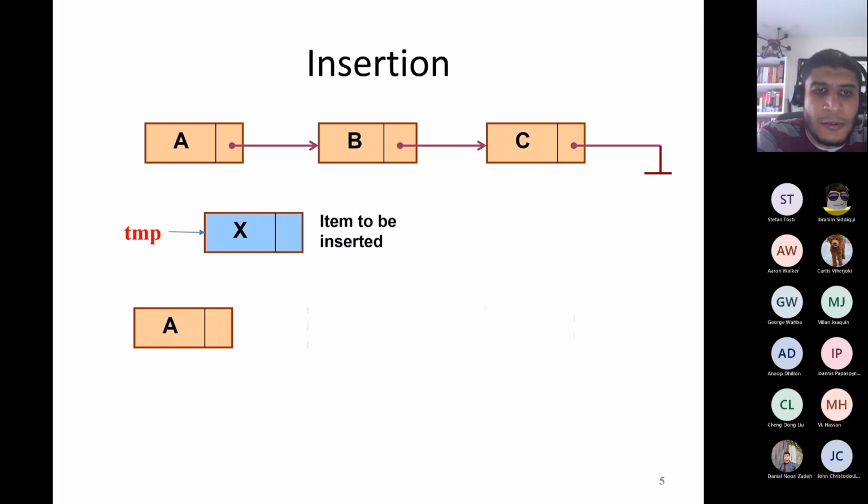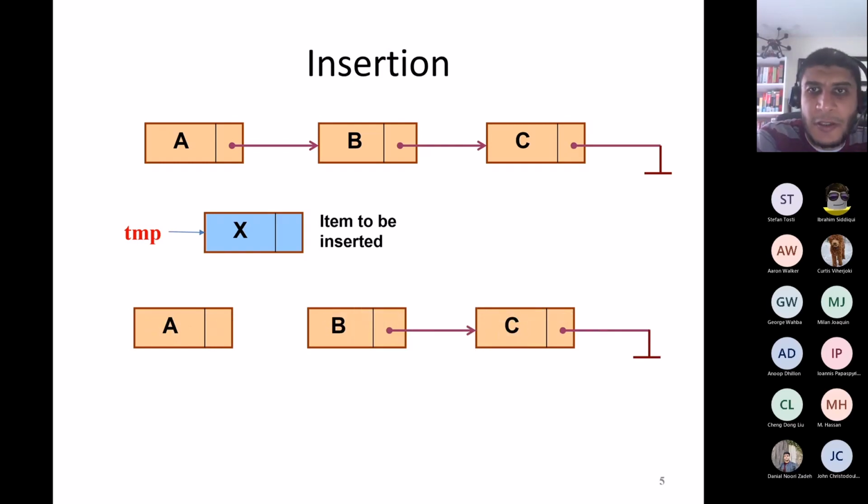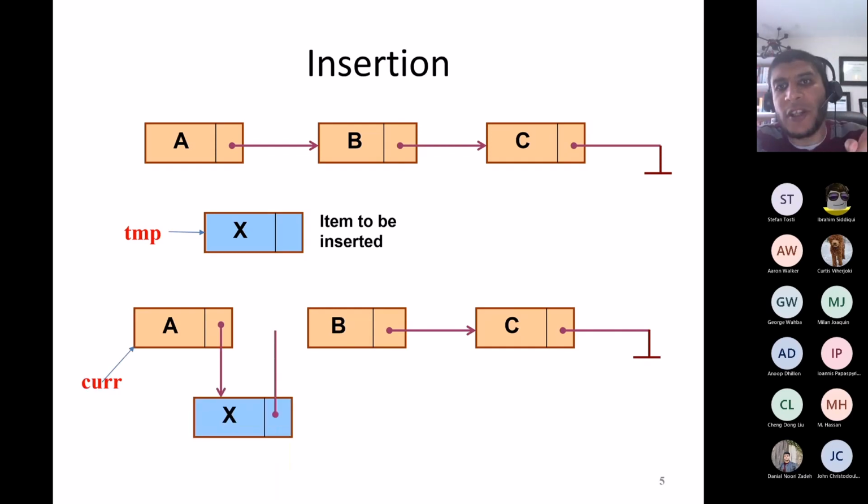And then, because I want to insert between A and B, you need to break the link between A and B. Instead of A's next pointing to B, I will need to make it point to my new node, and then make the new node point to B. That's in fact all the steps you need to do, and these are constant time steps, as you can see. So you don't have to shift, and there's no variability in the time here.